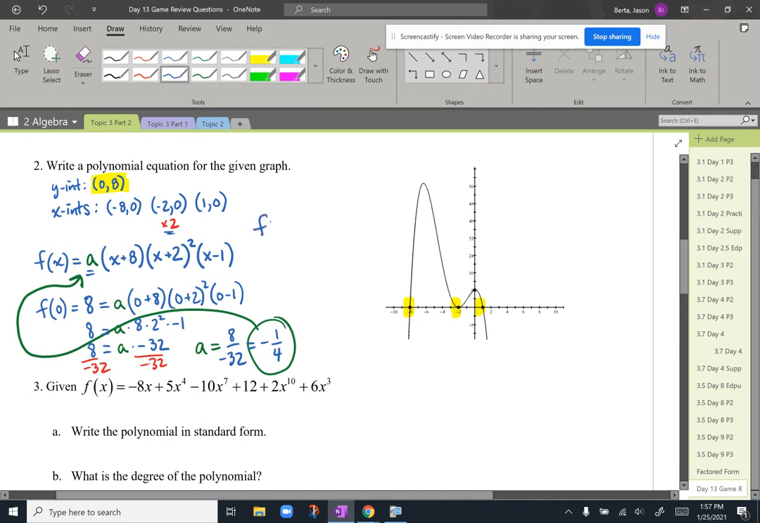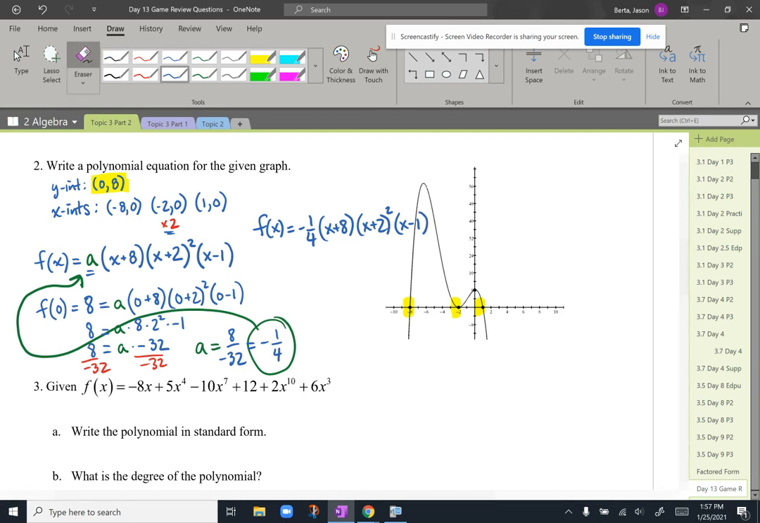So my final answer is going to be f of x equals -1/4. And then I go ahead and write out the factors that I've already come up with, not forgetting the exponent for any 0 that has multiplicity greater than 1.